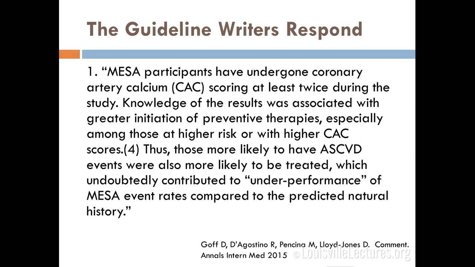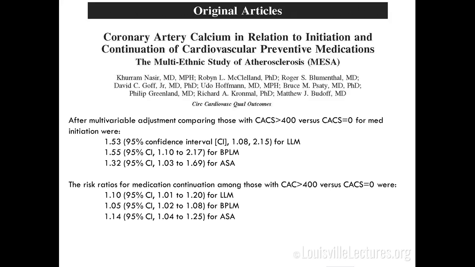And they cite this reference here, and they say, well, that biased our results because this undoubtedly contributed to underperformance of MESA event rates compared to the predicted natural history. I still struggle with how you underperform in having heart attacks, but nonetheless, I think what they meant to say is that overprediction was due to the fact that it was a healthier population. So here's the study that they cite.